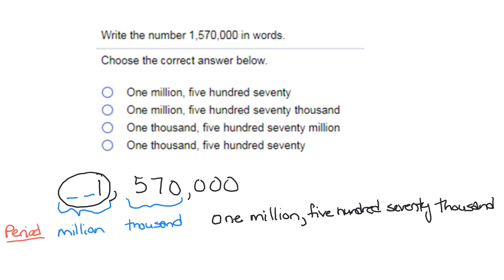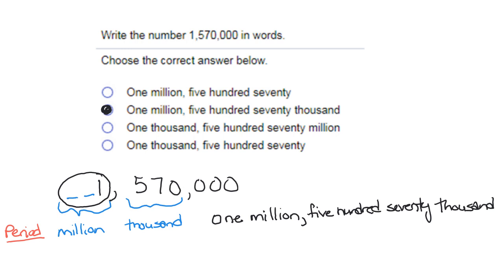Again, you're going to use the comma to separate the periods. You'll say the number as you normally would that is occurring in that period, followed by the labeling of the period. So 1 million, 570 thousand. And this one here, it looks like we are going to choose the second one.